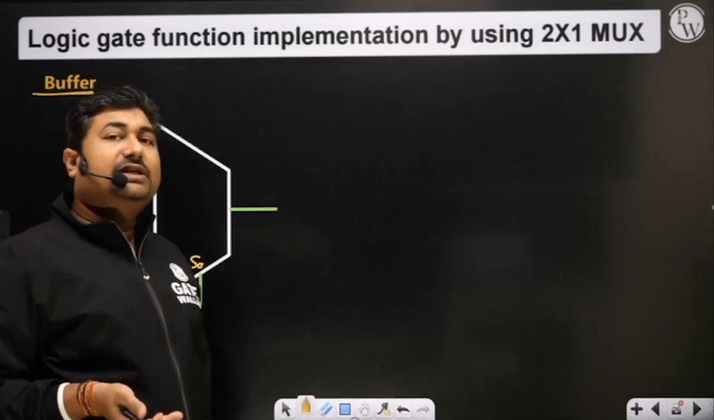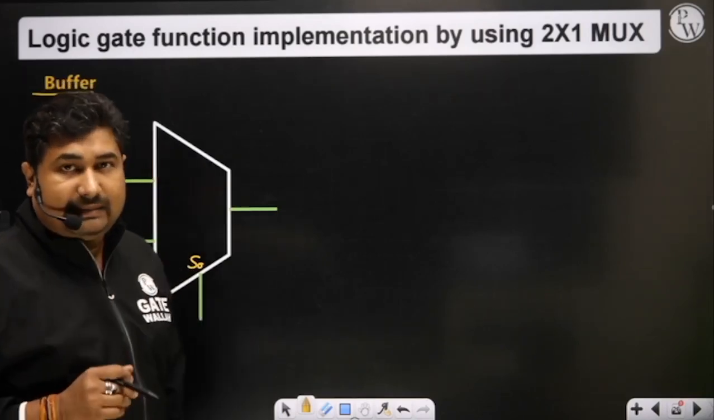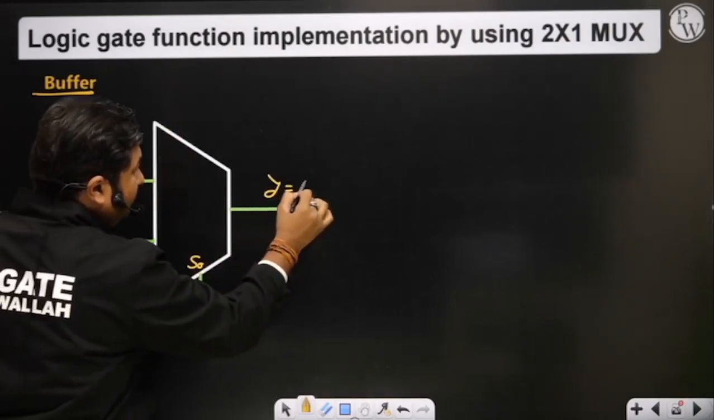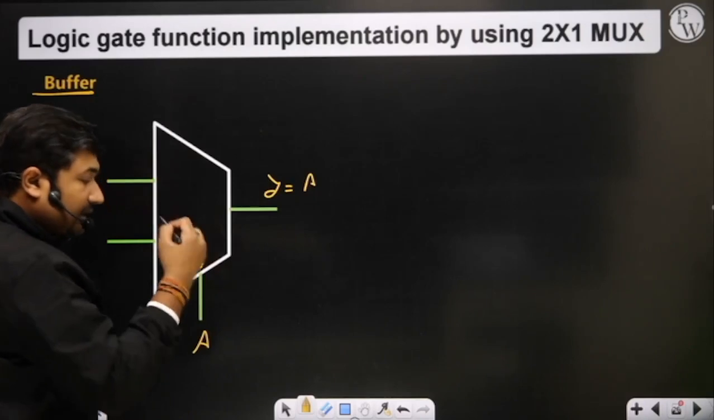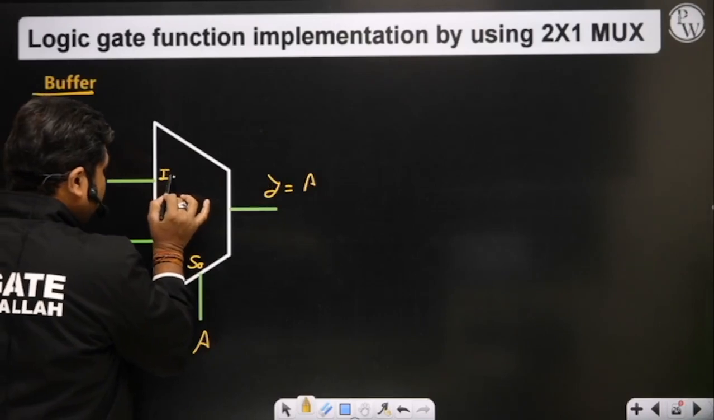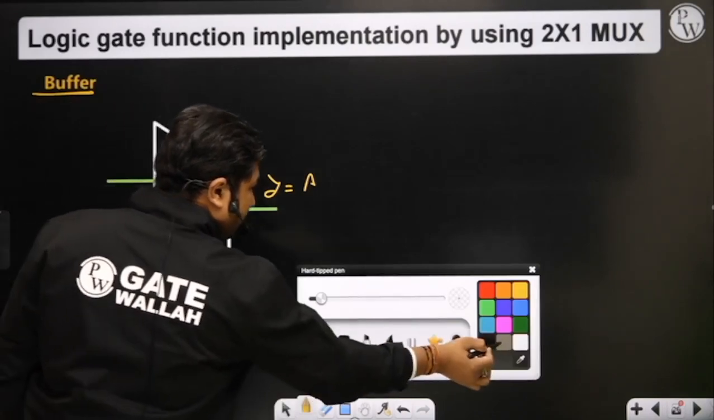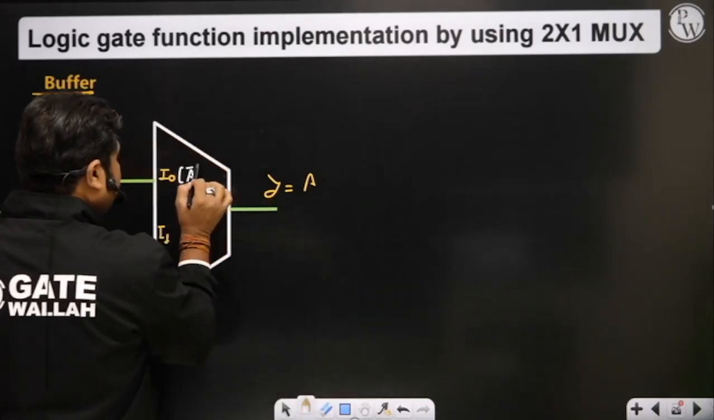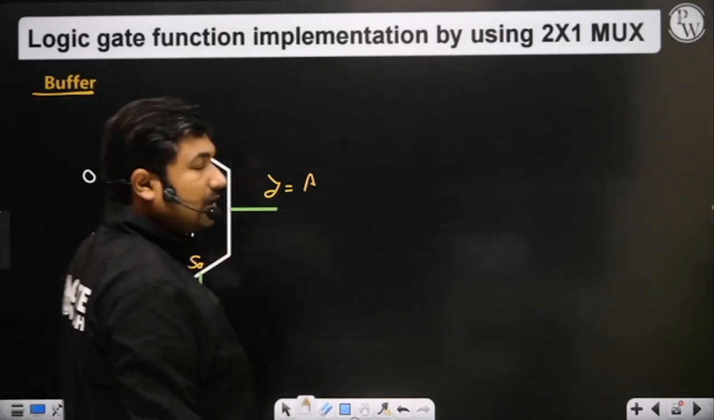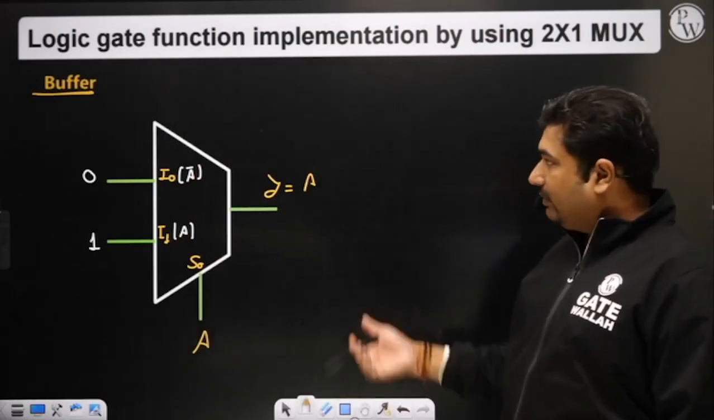Whenever we have to implement a function by using multiplexer, we always try to put the maximum number of variables onto the select line. So in buffer, I want y is equal to a. So I'm going to put a onto the select line. Because of the select line action, we know that on the i0 pin a bar is available, and on the i1 pin a is available. So better to apply 0 and 1. If I apply 0, 1 at the input with a on the select line, it will become a buffer.